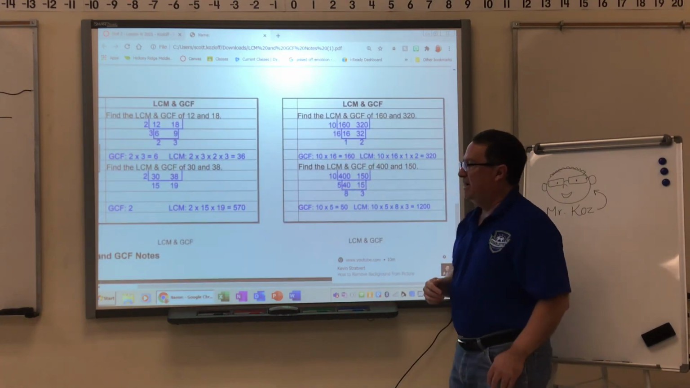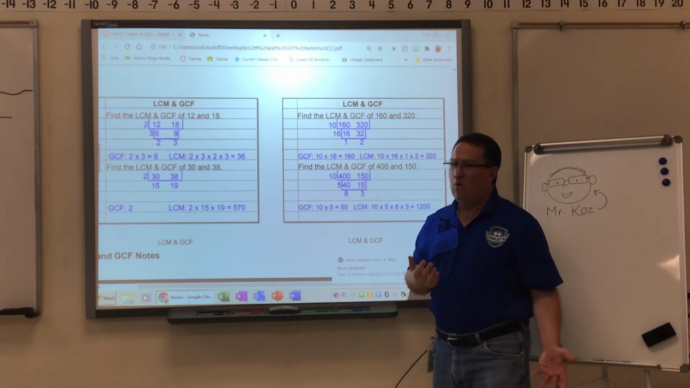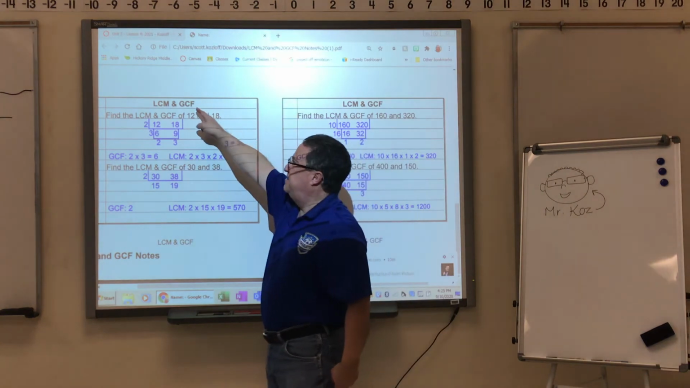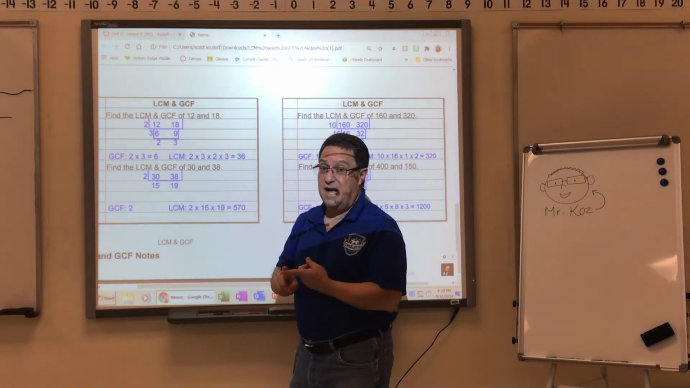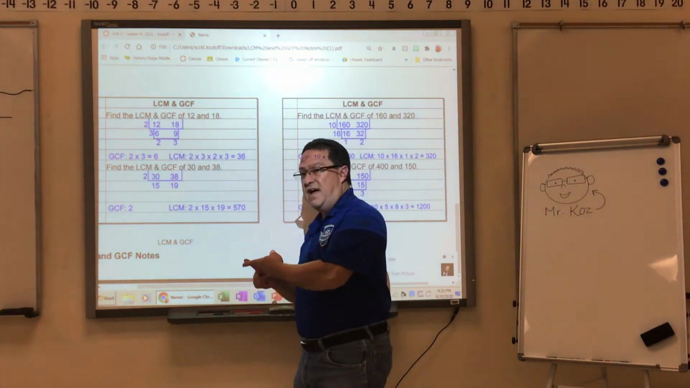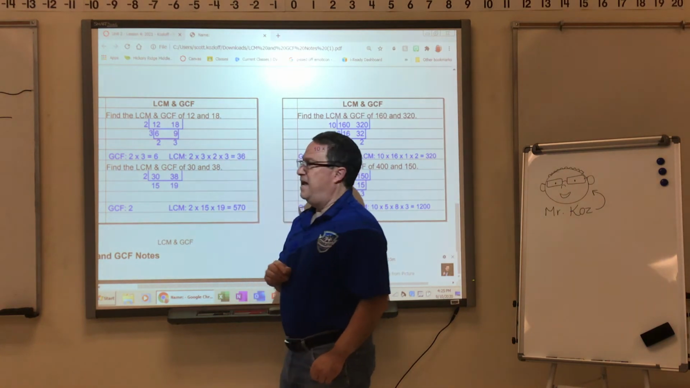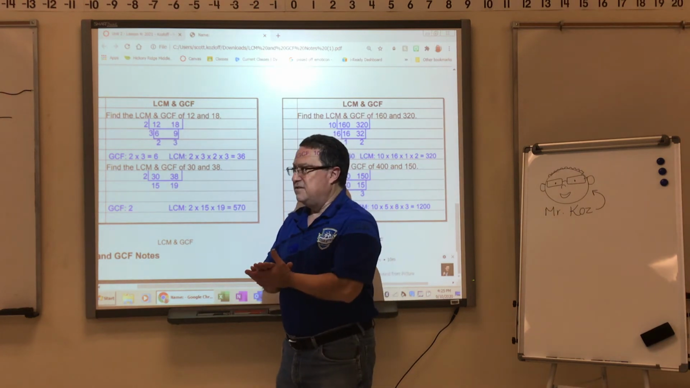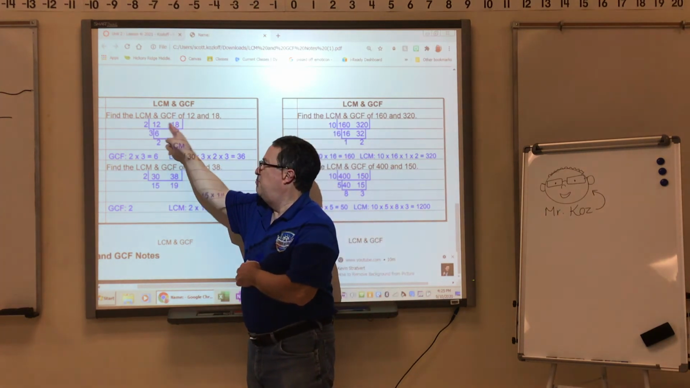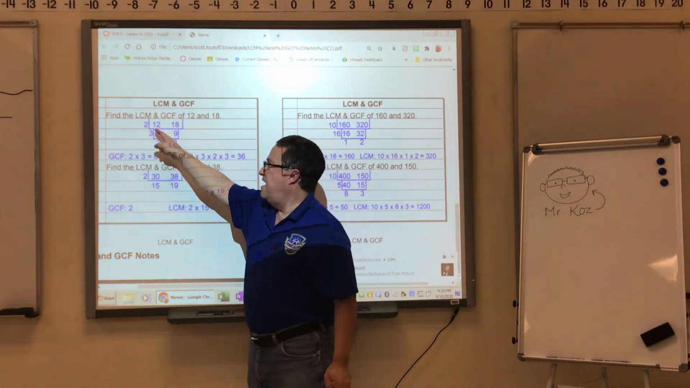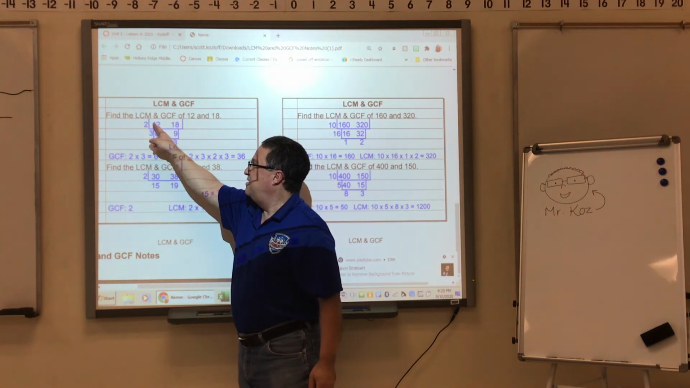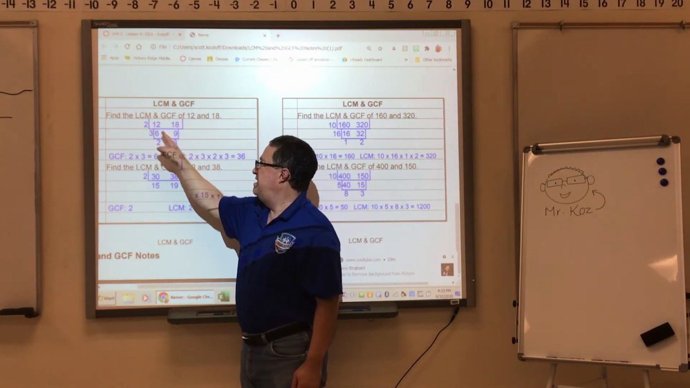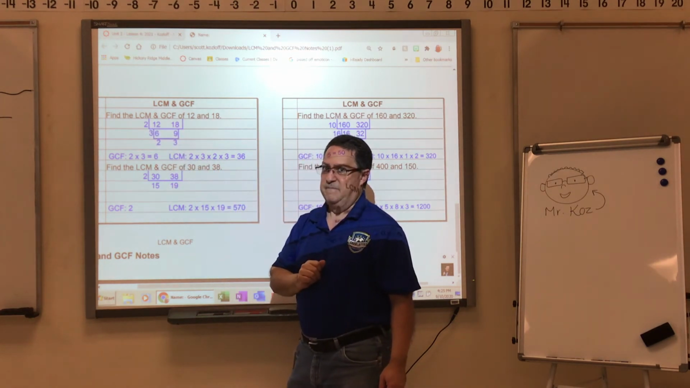The last two slides we have will show you more examples of what we just did. If I ask you for the LCM and GCF, or least common multiple and greatest common factor, of 12 and 18. I put my first layer in. My first layer, I notice once again they are both even numbers. So I take out the number 2 and divide 12 by 2 and I get 6. And then I divide 18 by 2 and I get 9.